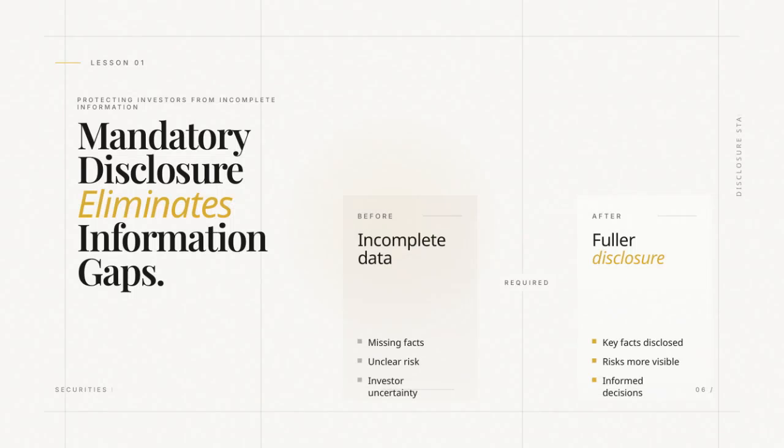In Lesson 01, we're focusing on disclosure standards and how they protect investors from incomplete information. The main idea here is that mandatory disclosure helps eliminate information gaps. Before these rules were in place, investors often faced incomplete data with missing facts and risks that weren't clearly communicated. This created a lot of uncertainty, making it difficult for investors to make well-informed decisions.